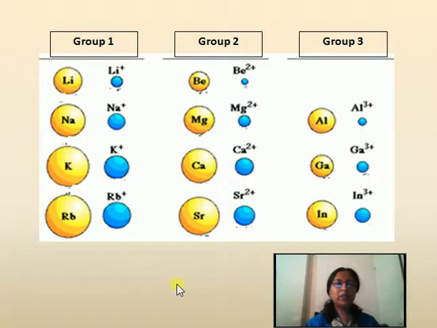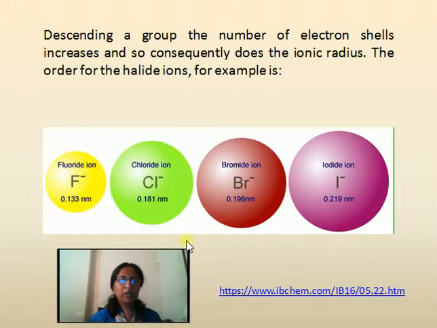And the reason you know very well: as the number of shells is increasing as we are going down, although the nuclear charge is also increasing, the incorporation of new shells is more prominent and the size increases. Here you can see the example of the halide ions, the same thing: as we are descending in the group from fluoride to chloride to bromide to iodide, the ionic radii value is increasing due to the incorporation of new electron shells.